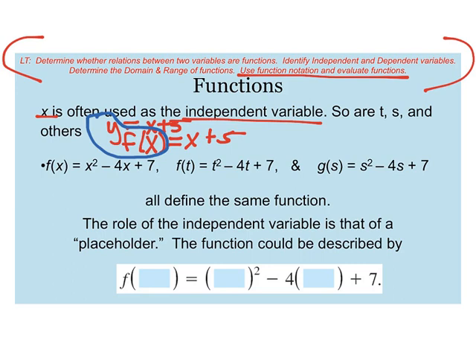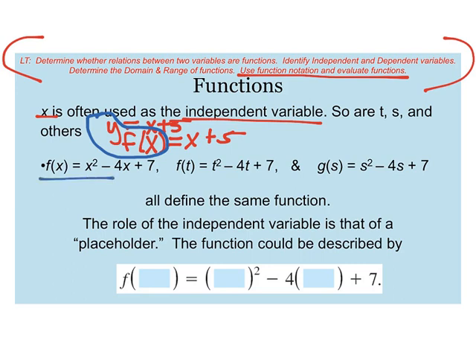And that's what we're going to be looking at today. If I give you a function written in function notation, can you evaluate it? Meaning, if I give you an x value, can you substitute that into the function and get a y value, or where the function exists at given that x value?